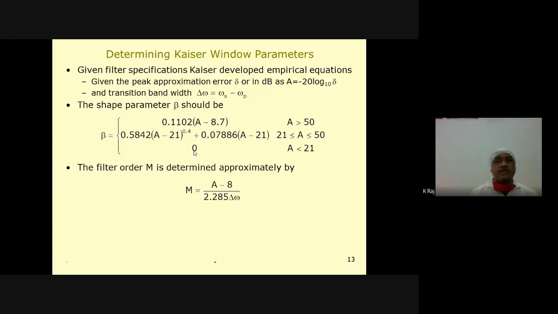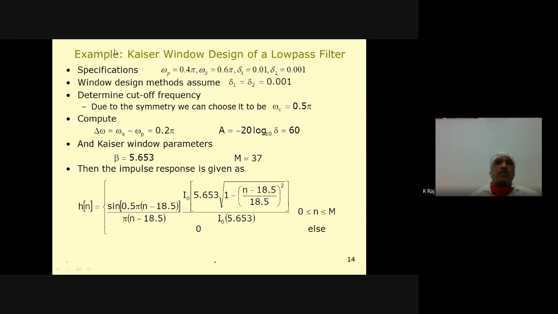So while designing the Kaiser window, we have to select the beta parameter that depends upon A, and the filter order M is determined approximately as M equal to (A − 8) divided by 2.285 multiplied by delta omega, where delta omega is the transition width. Now, suppose we consider an example of designing a low pass filter using the Kaiser window.